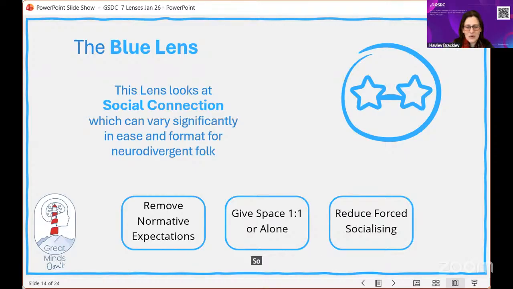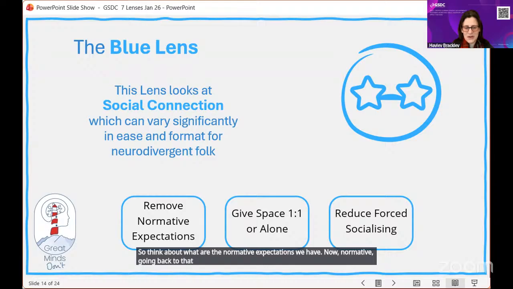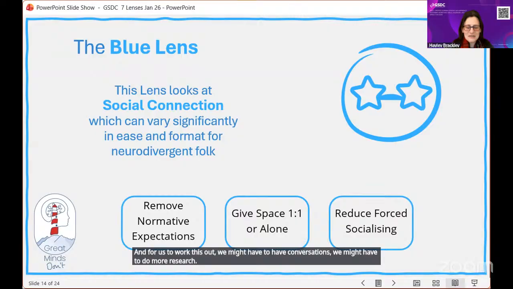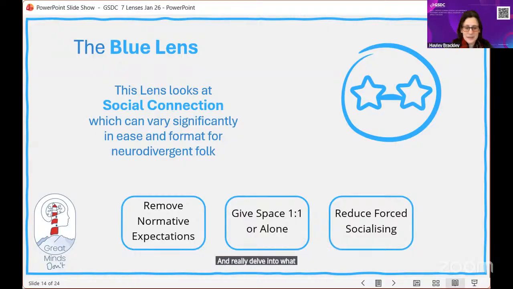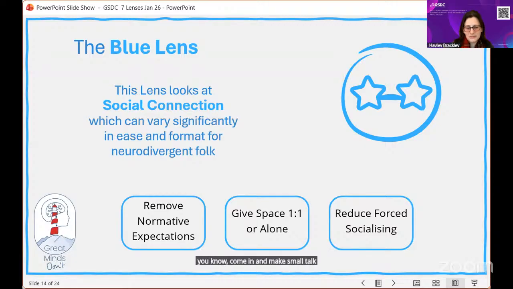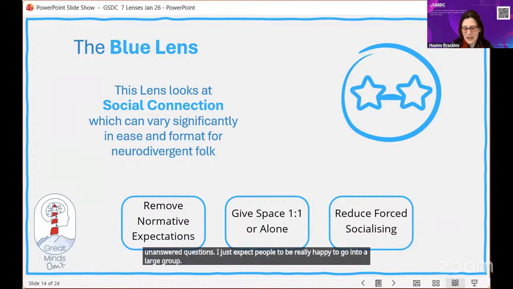So think about, what are the normative expectations we have? Now, normative, going back to that neuronormative bias, a normative expectation is one where we just imagine that this would be normal. And for us to work this out, we might have to have conversations. We might have to do more research and really delve into, what are the things I just expect? I just expect people to be able to come in and make small talk. I just expect people to be really comfortable being put on the spot and answer questions. I just expect people to be really happy to go into a large group and have conversations in that group.